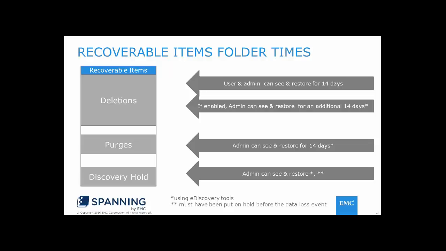You can put email users on discovery hold, where admins can see and restore, but you have to use e-discovery tools, which we're going to talk about in a minute in detail, and you have to have done it before there was a data loss event. So as you can see, there is a window of time here where you can lose data permanently from Exchange Online.